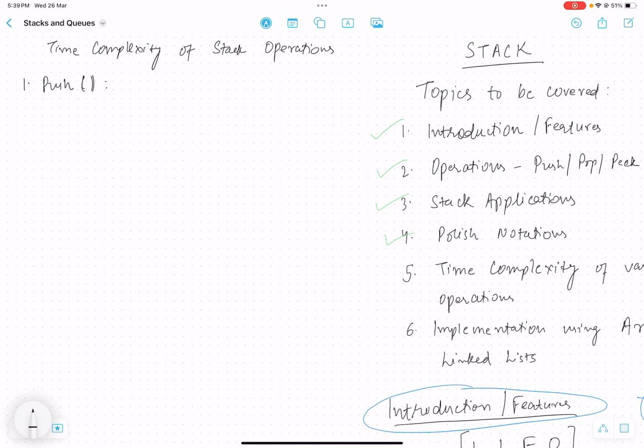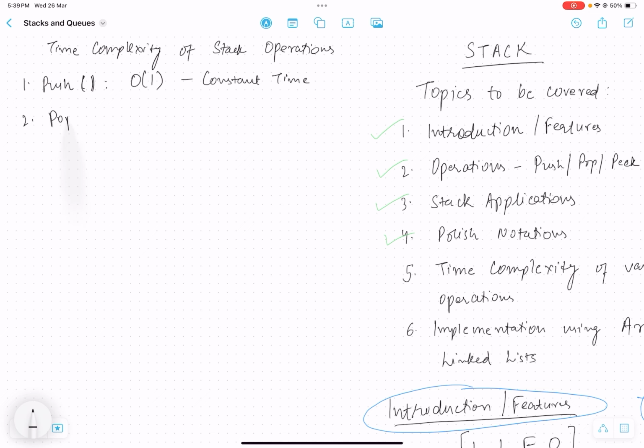And what should be the time complexity? It is O(1), which is called constant time. And why is it constant time? Because it doesn't matter whether your stack has 5 elements, 5 million elements, 5 billion elements, or it is empty. You will just push onto the stack and the rest of the elements are not touched. So you just need a constant time to push something into the stack.